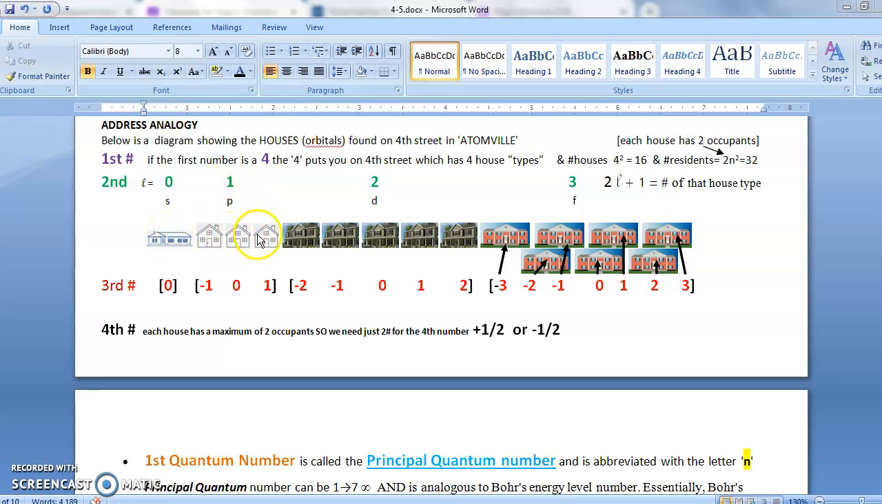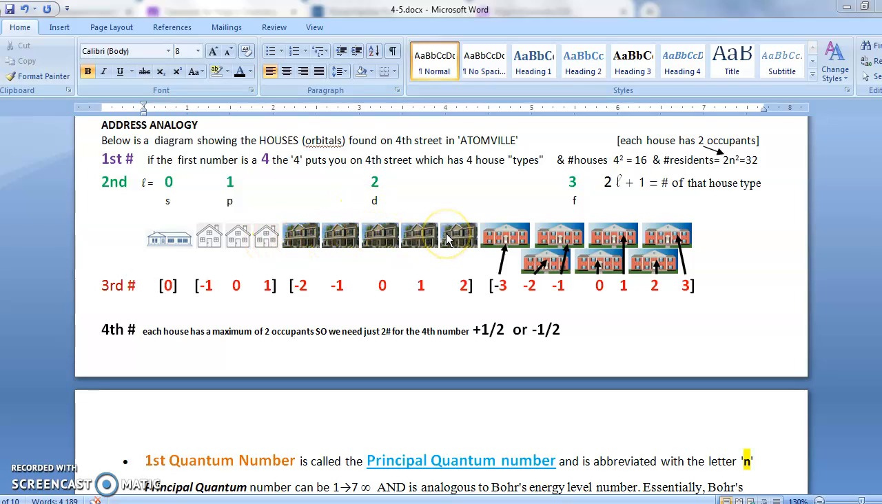Here there's 3 houses, so I need 3 numbers to distinguish those. So they give the middle house a 0, this one is a 1, and this one's a -1. It's numbered like a number line. So if I see a 410, I know it's this house. If I see a 41 -1, I know the electrons in that house. If I see it's a 411, I know the electrons in that house.